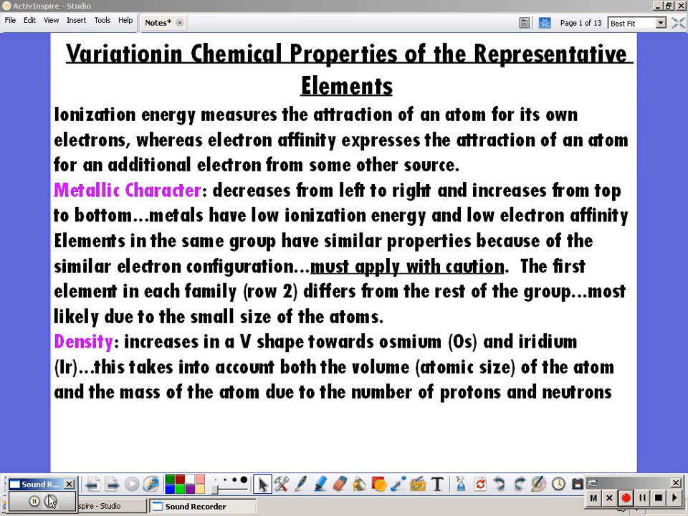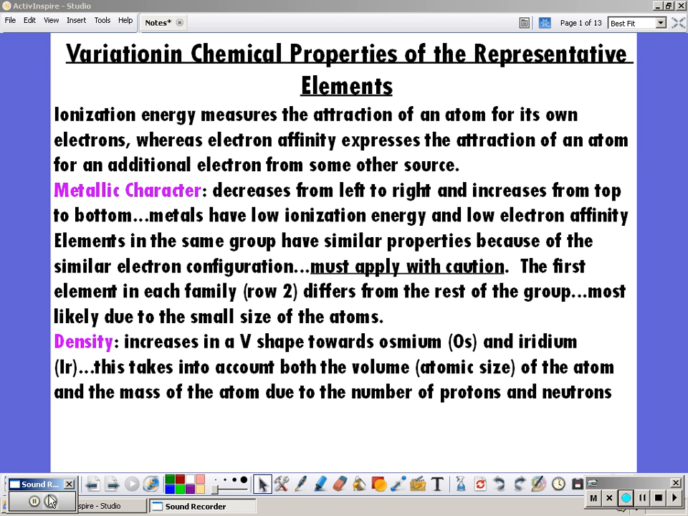They have to be the same type of element, metal, non-metal, but also the elements in row 2 of each family actually differ from the rest of the group, and it's most likely due to the small size of the atom. So lithium, while it shares some characteristics of the rest of the alkali metals, does have some differences from potassium and sodium, and we'll look at that when we look at each group individually.